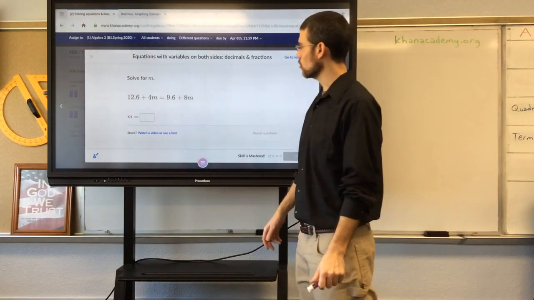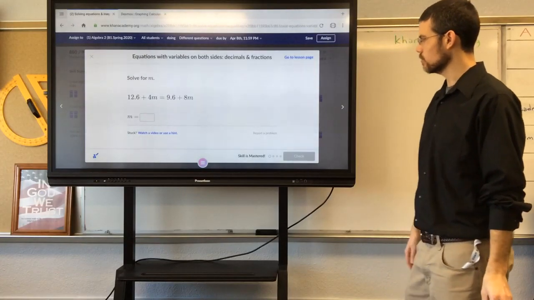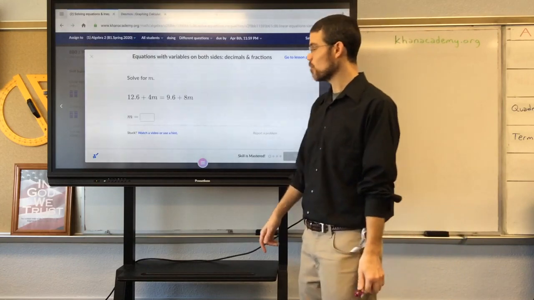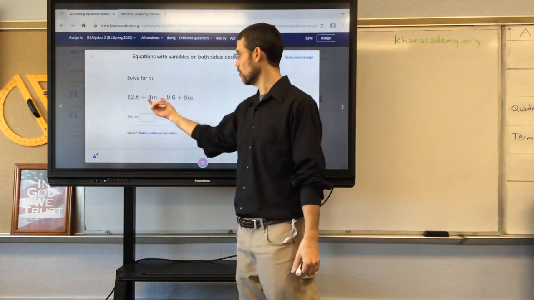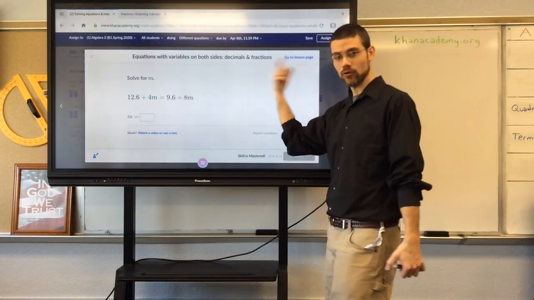All right, they say solve for m. 12.6 plus 4m equals 9.6 plus 8m. So we want all our m's on one side. We would like them to be positive, so it's a good idea to take the 4m's away from the left side. If you do that on the left, you have to do it on the right.